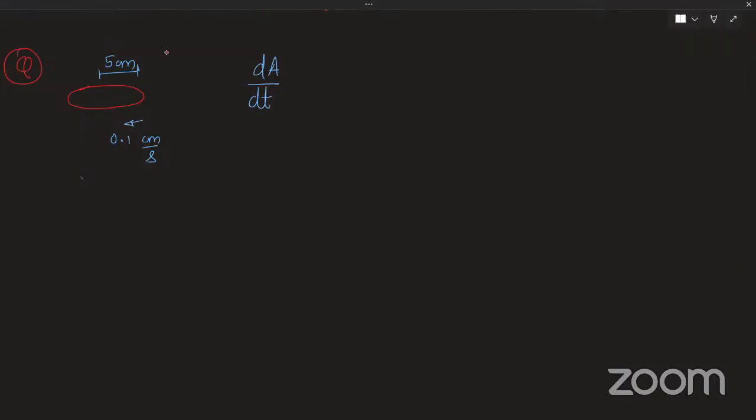Can you tell me what will be the value of dr by dt? What is the rate of change of radius? How fast is the radius changing? It is already given to you: 0.1 centimeter per second. Yes, sir, I should treat this value as negative because it's decreasing, right?